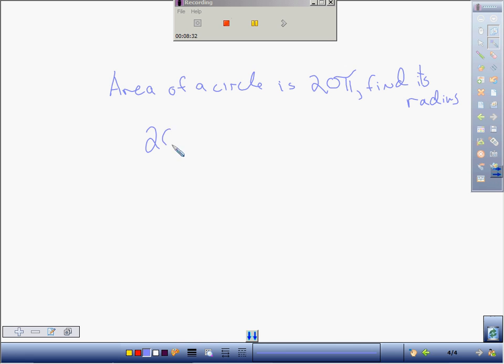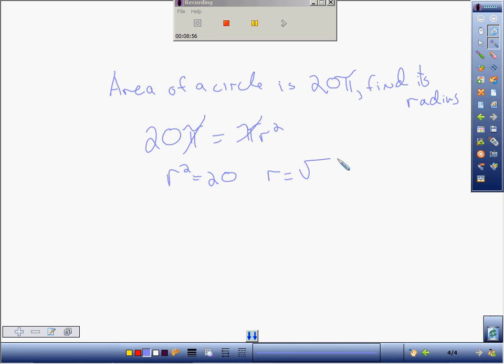So what you do is you go 20 pi equals pi r squared. And I should put units on here. Let's say square inches. What can I do with the pi? Cancel them out. Okay? So r squared equals 20. How do I find r? Find the square root. Square root of 20, which is about equal to, if you do that on your calculator, 4.5 roughly.